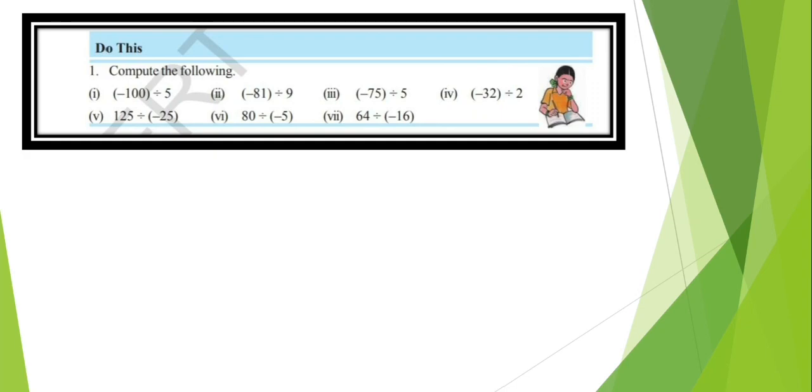Now use that concept and please do these problems. Division is the same as you learned in previous classes. Just remember that we have to write whether it is a positive integer or a negative integer. Remember the important points which I gave to you, and do these divisions. You can do all of this. Try this.